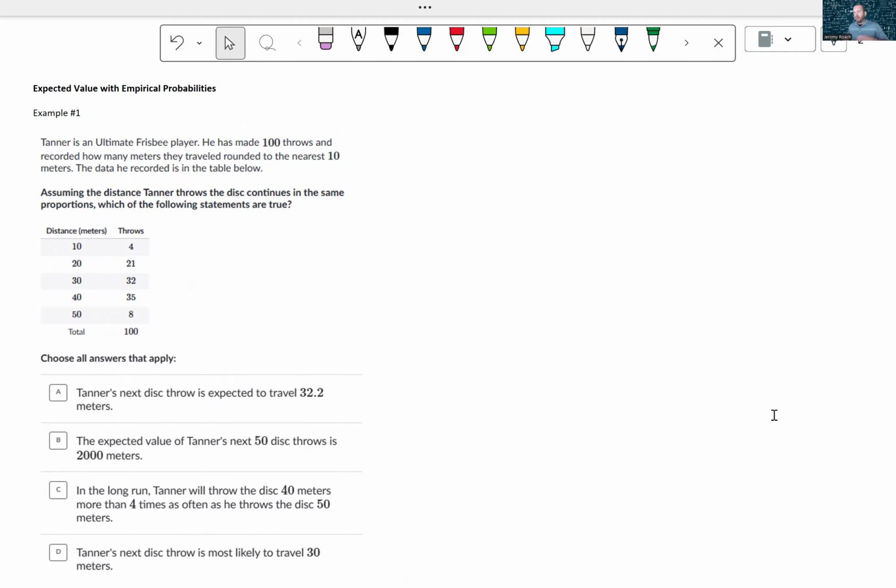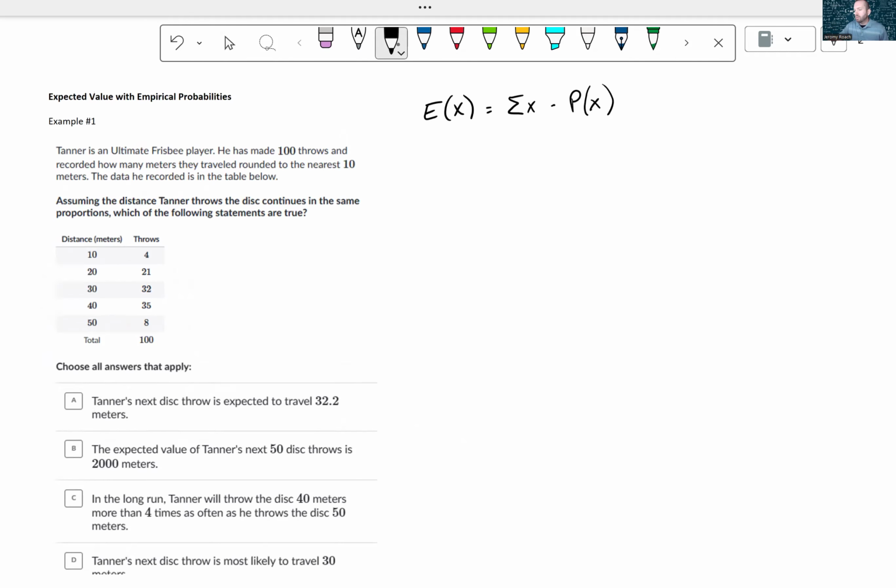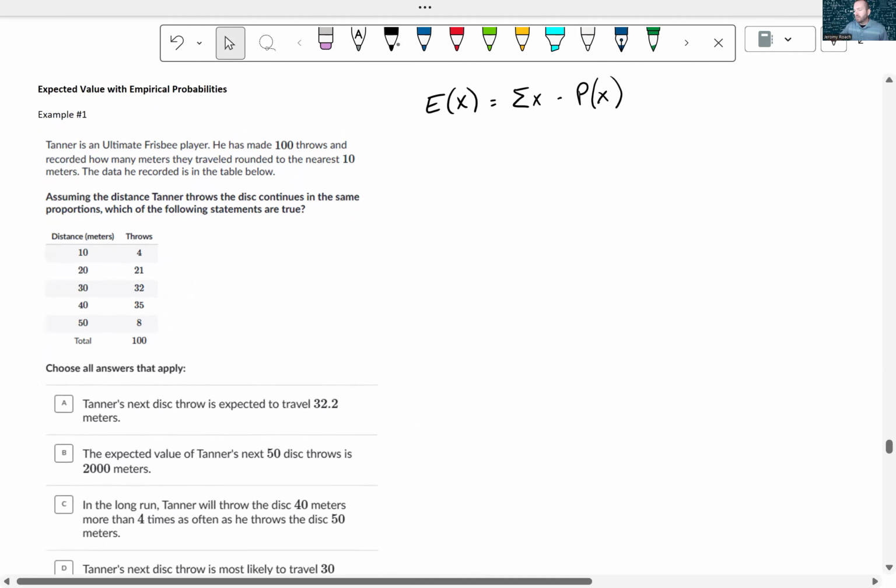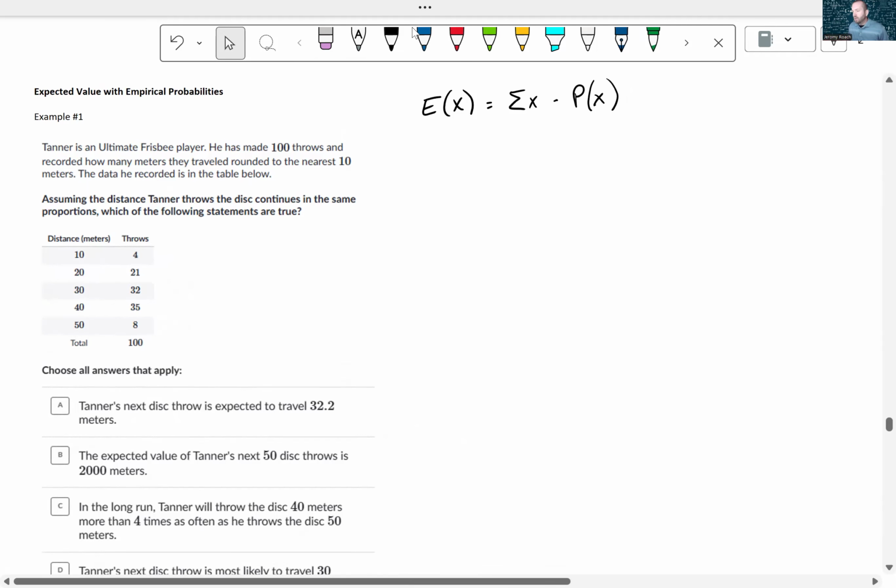Okay, so this is about expected value. I'm going to write, just as a review for you, the expected value formula. So it's the sum of all of, in this case, all of the throws, of the X values times the probability of that throw. And this is our expected value formula. If you need to review the basics of this, I'd suggest going back and looking at some of the previous lessons that we've gone over so far.